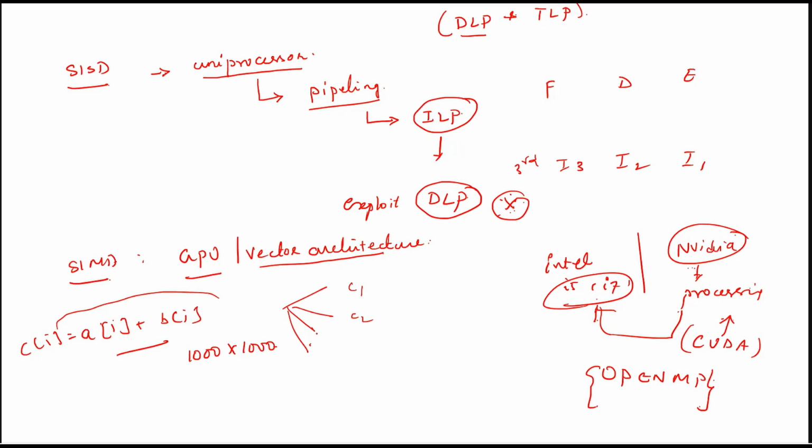So the second architecture is SIMD. The best example is the GPU or vector architecture. Now, what kind of parallelism can we exploit here? Thread level parallelism.